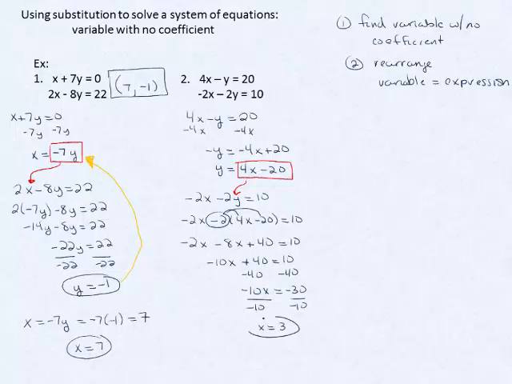Now I need to know what y equals. So again, I'm going to take this x and plug it in here so I can solve for y. So y is equal to 4x minus 20. So 4 times 3 minus 20. 12 minus 20 is negative 8. So y is equal to negative 8. So my solution is the ordered pair 3, negative 8.